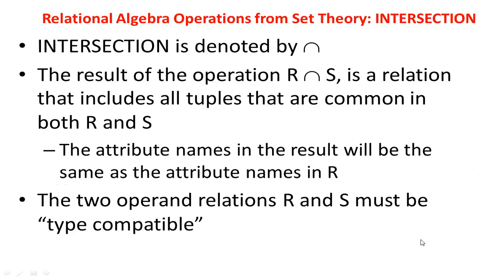The attribute names in the result will be the same as the attribute names in R. That means you should have a common set of attributes and the same data types also, right? The two operand relations R and S must be type compatible. So when you perform the intersection operation, these two must be type compatible, right?